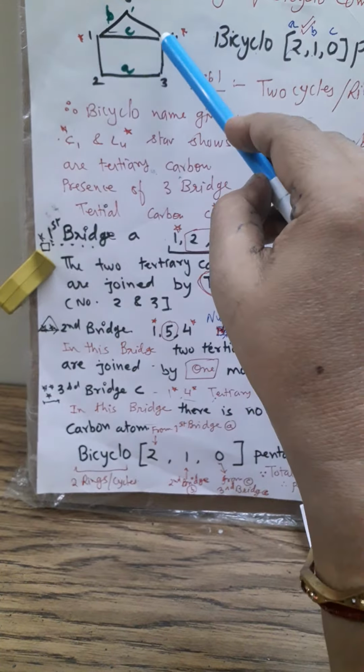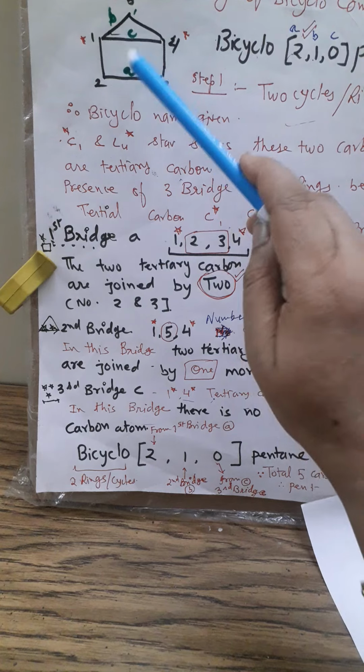Now we'll discuss bridge A, that is the rectangle. In bridge A I have written 1 star, 2, 3 and 4 star. So it means the second carbon and third carbon are present between the first carbon and fourth carbon, that is, these two tertiary carbons. In between these two tertiary carbons there are two carbons. So that is why the 2 is coming from the rectangle. It is 2, coming from the 2 carbons present in the first ring.